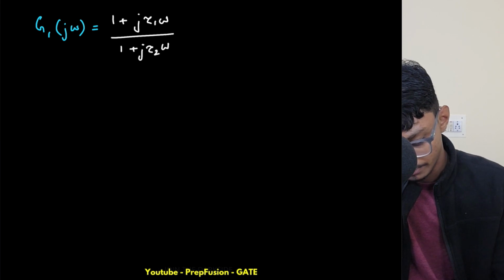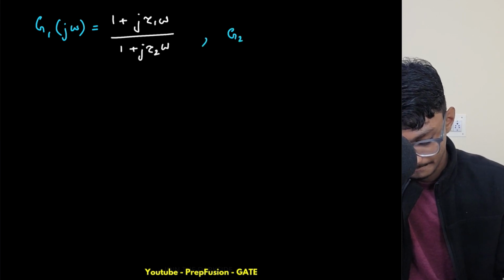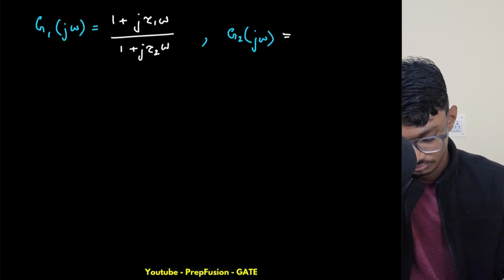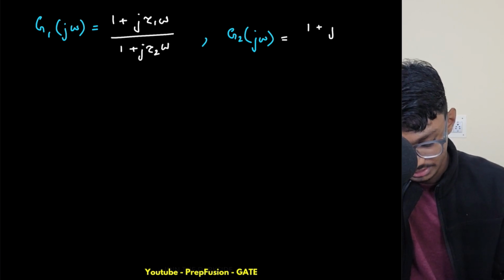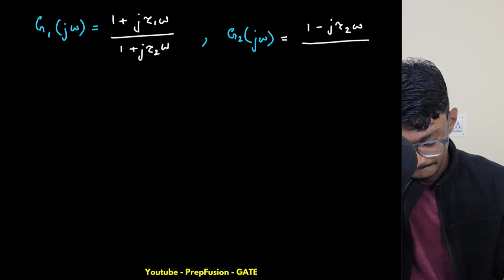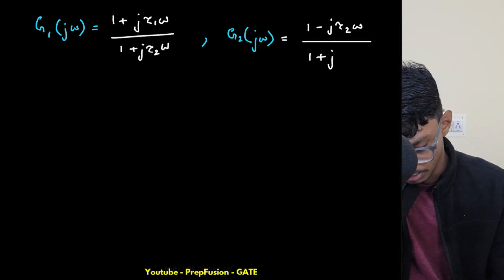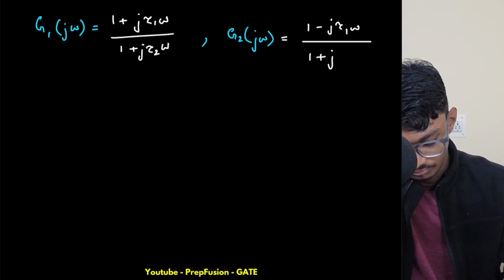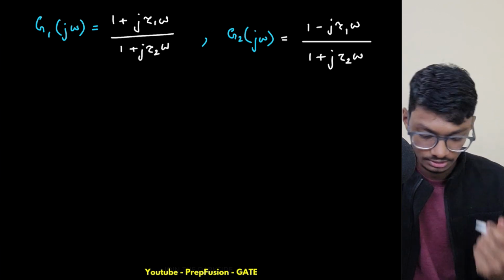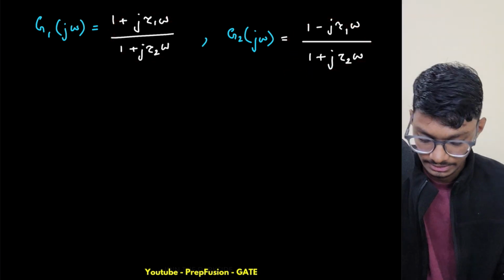Now what is G2 of j omega? G2 of j omega equals 1 minus j tau 1 omega over 1 plus j tau 2 omega. So these are the two things. Now what is the magnitude?